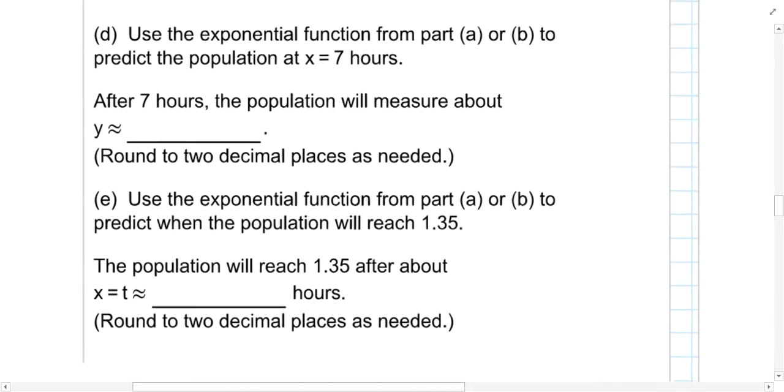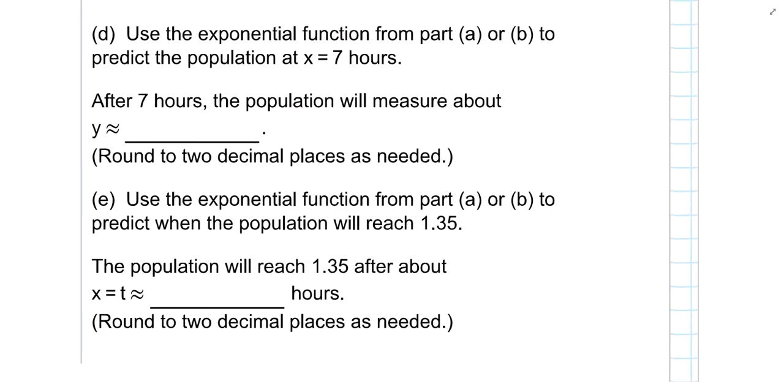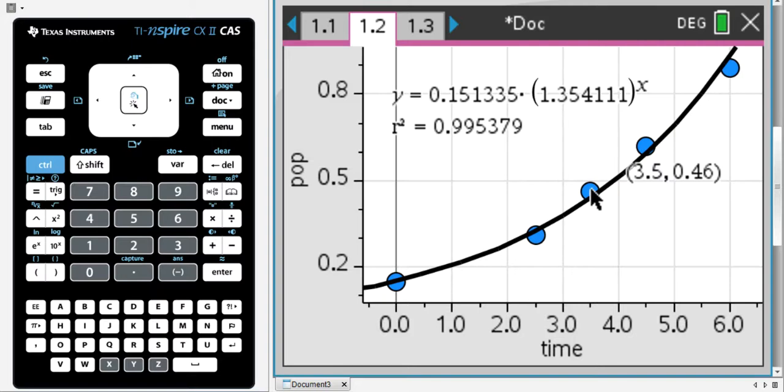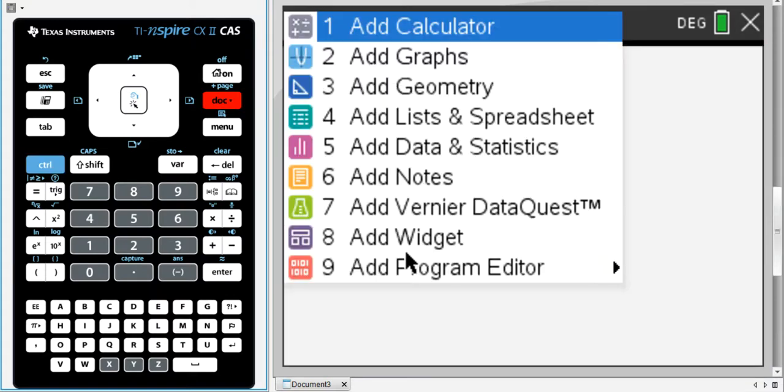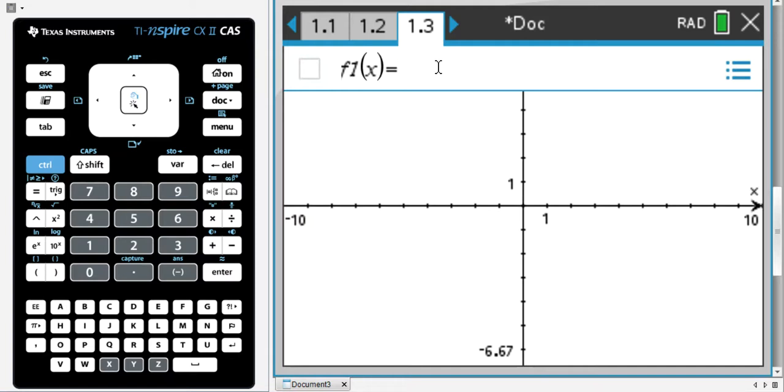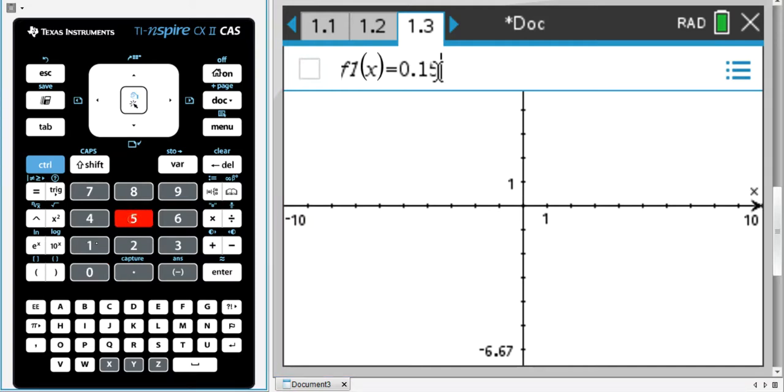So the final part of the question, or I guess two parts here, can be solved by using the graph of this equation. Now I probably won't graph it here in the data and statistics page. Instead, I'll probably create one more page. I'll create a graphs page, and I'll rewrite the function 0.1513. And now it doesn't matter which function we use because they're both going to be the same, either answer A or B. But I'll go ahead and use answer A since that's the first one we found. 1.3541 raised to the power of x.